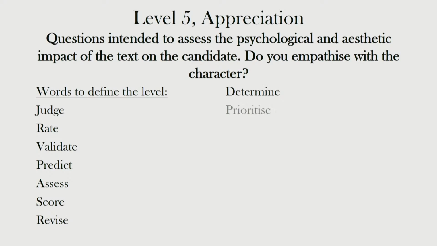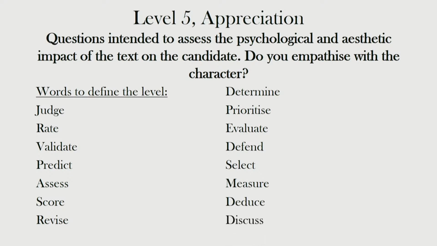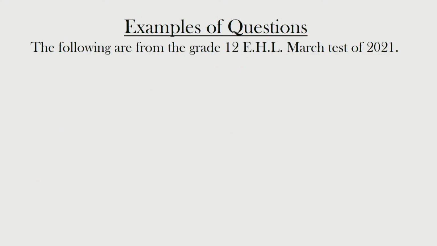All right, assess, score, revise, determine, prioritize, evaluate. There it is again. And discuss. Also, so you see, discuss ranges all the way from level 2 up to level 5. It's this almost universal instruction at all the levels. Okay. And there we have the background to how questions are constructed in exams.